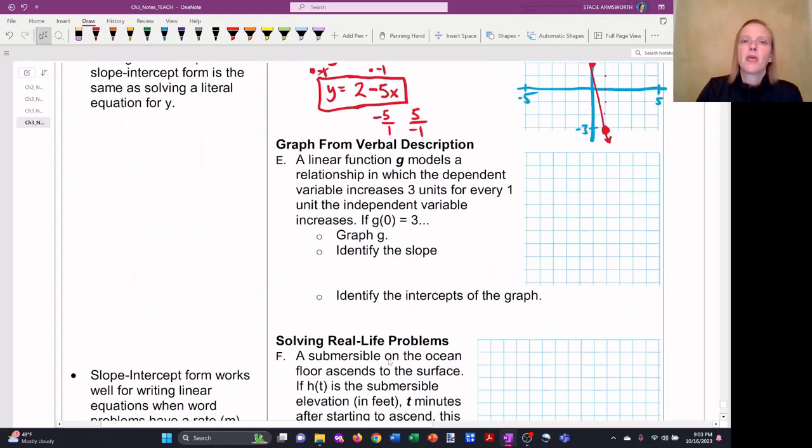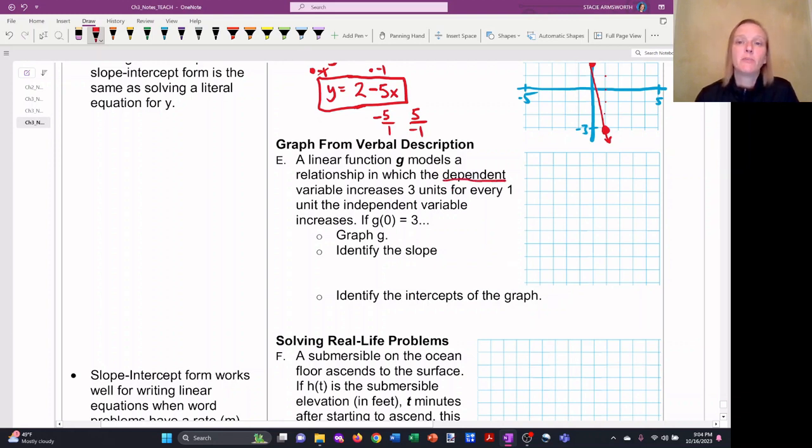All right. How about writing a graph from a verbal description? If I tell you that a linear function g models a relationship in which the dependent variable increases 3 units for every 1 unit the independent variable increases, what does that mean?